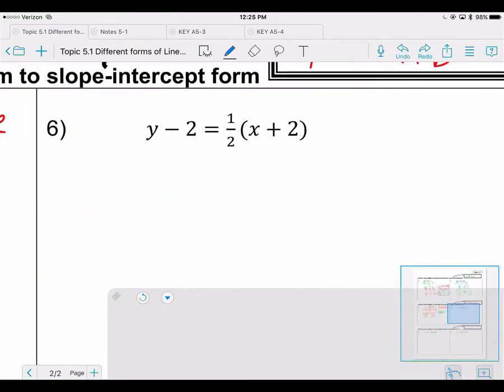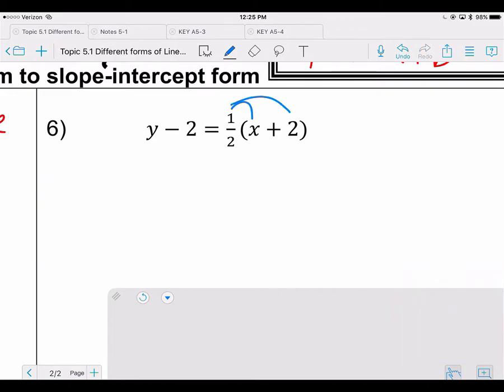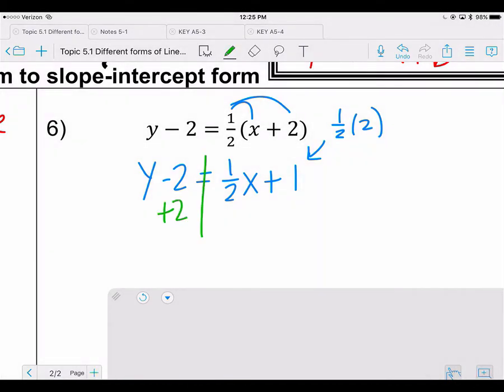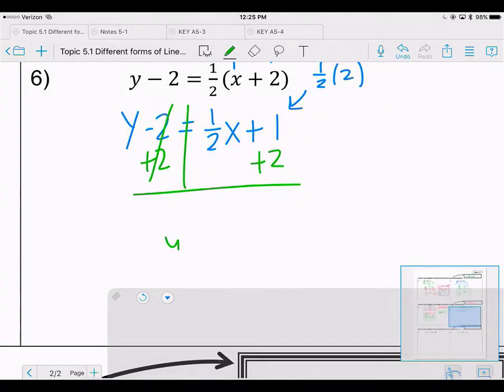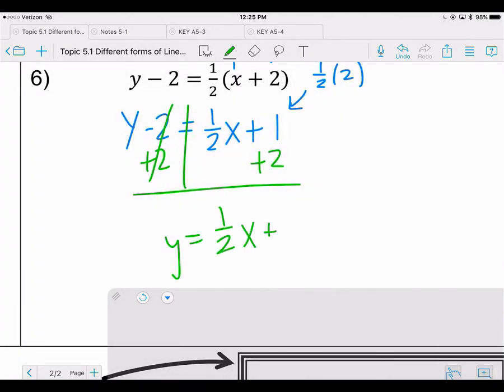On problem 6, we distribute again. 1/2 times x. Half of 2 is 1. And then I move my 2. It is not an x, it is a number, so I line it up with my numbers. And we get 1/2 x plus 3.